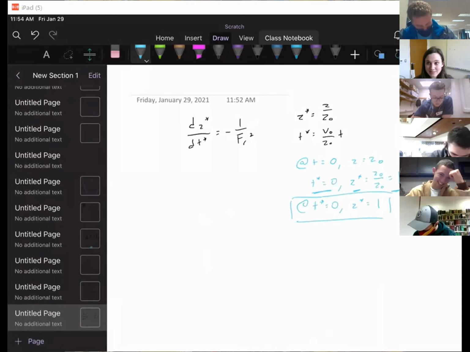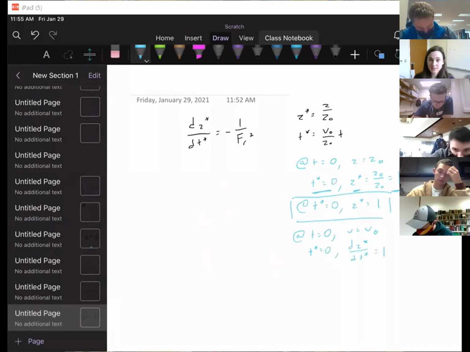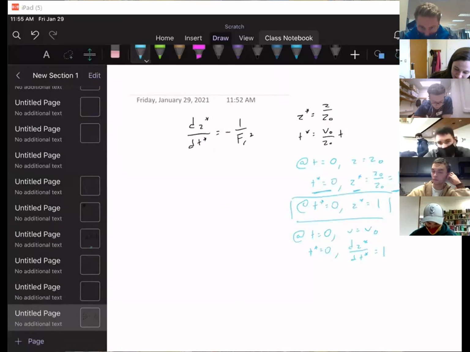Now our second boundary condition is that the other thing we know is that at t equals 0, v is equal to v naught. And so at t star equal to 0, dz star dt star is equal to 1. And how I knew that was, well, first of all, I just know that this is going to be the non-dimensionalized velocity, dz dt.